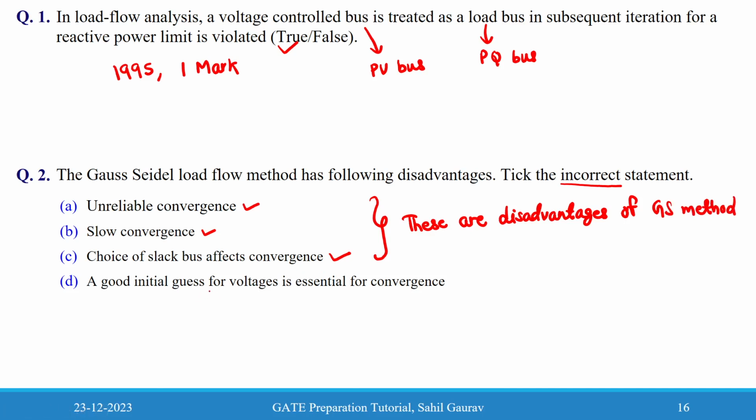And a good initial guess for voltage is essential for convergence, so this is not a disadvantage. You can treat this as the incorrect statement. It was asked in 2006 and is of 2 marks. Generally a verbal type question is not asked for 2 marks, but here it is.